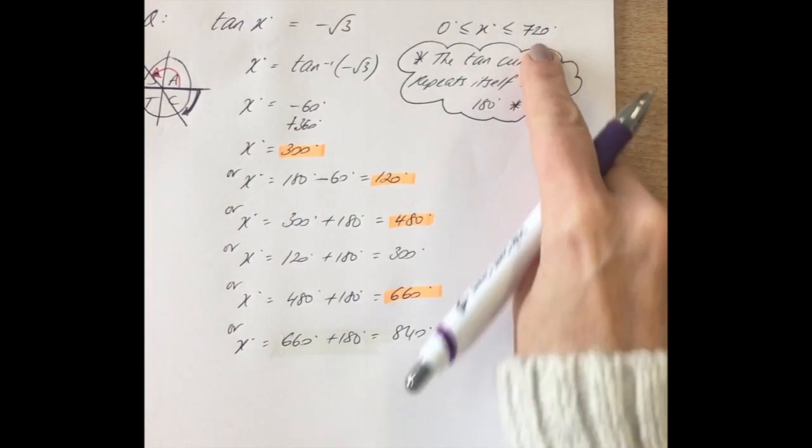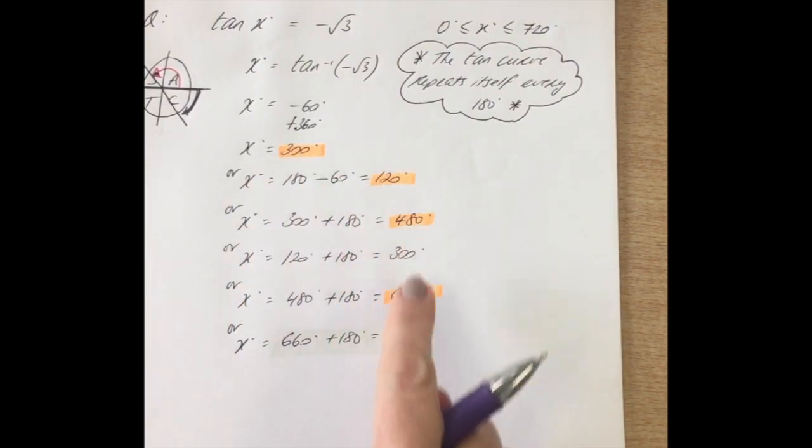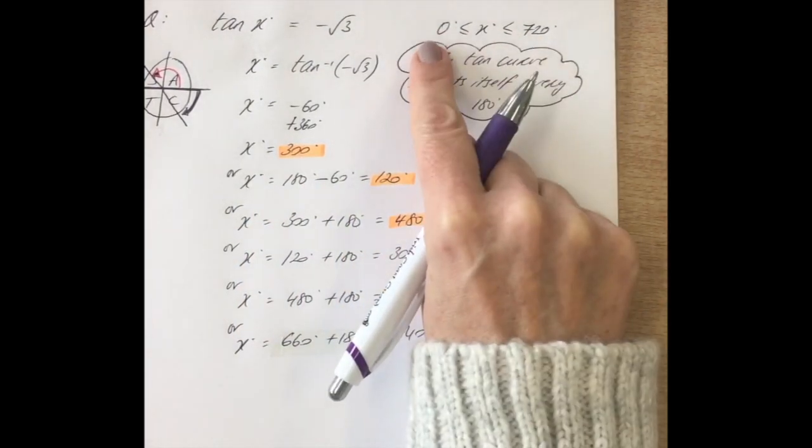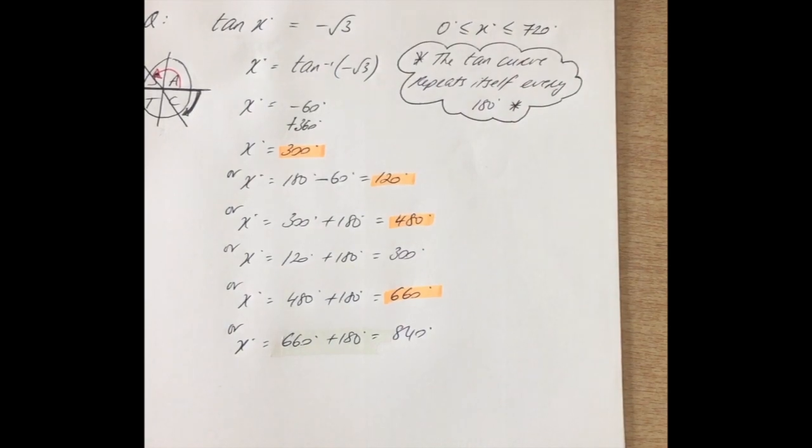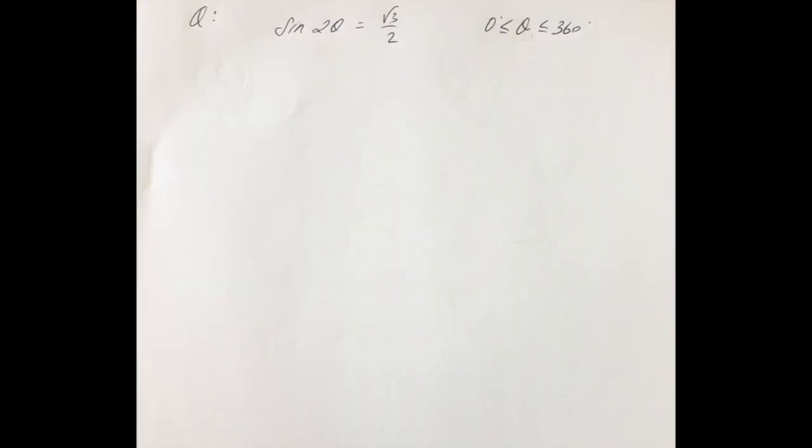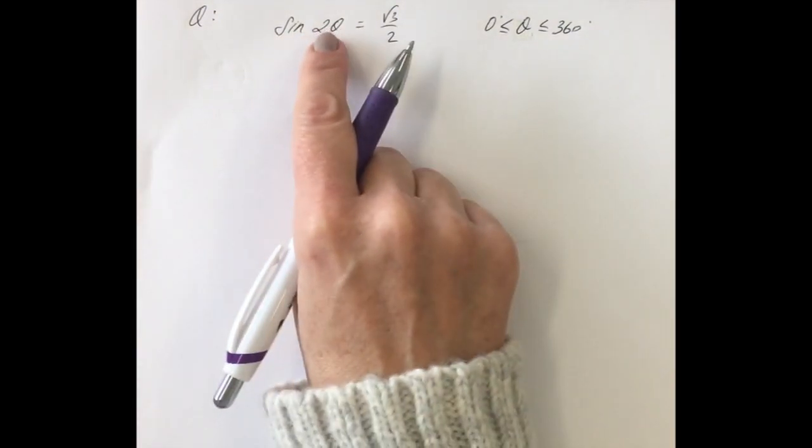That's outside the range, so I can stop. So there's my four solutions inside the range, 0 to 720. Okay, so let's try this example. This is another different type of example in the case that we have it in terms of theta.